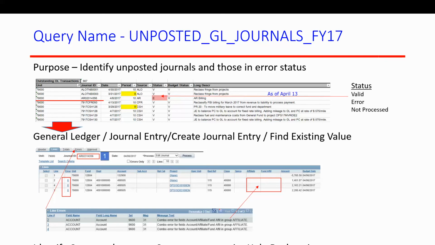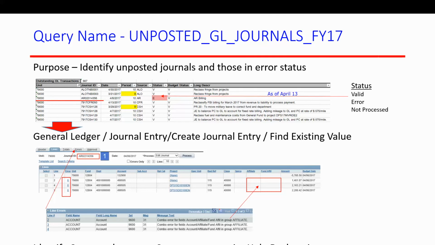Running this particular query as of April 13th noted that in this particular case, journal entry AR02314358, an accounts receivable journal, was in error status. The statuses are either V for valid, E for error, N for not processed.